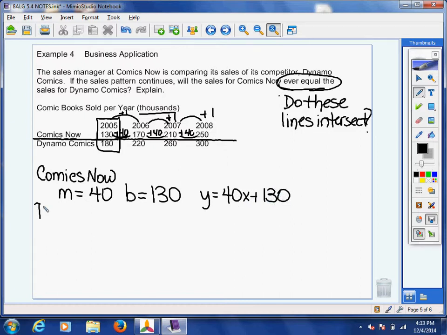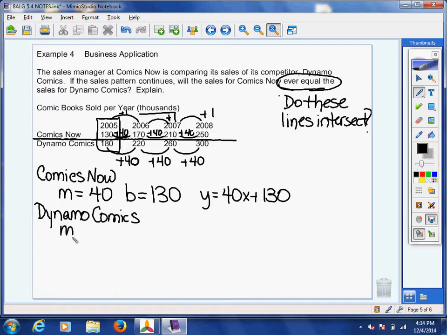Now, let's do Dynamo Comics. Let's do the same exercise. We see that the x's are going up by year, 2005 to 2006, 2006 to 2007, and of course 07 to 08. Now, let's take a look at Dynamo Comics. So we've got 180 to 220. How much of an increase is that? We went up 40. How about 220 to 260? Went up 40. How about 260 to 300? Again, we went up 40.